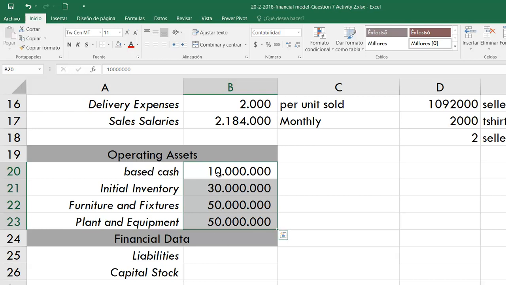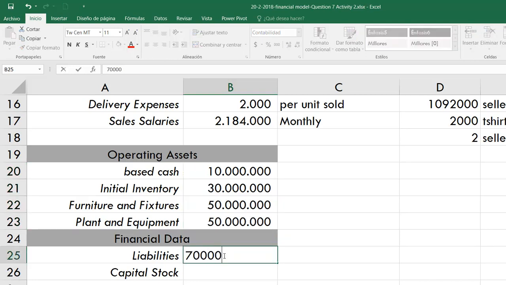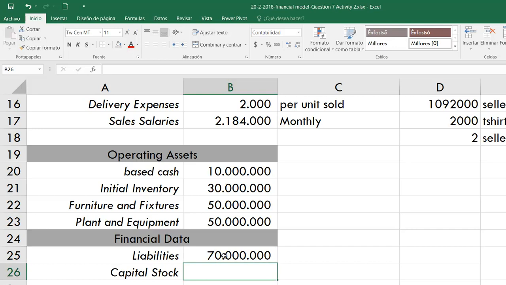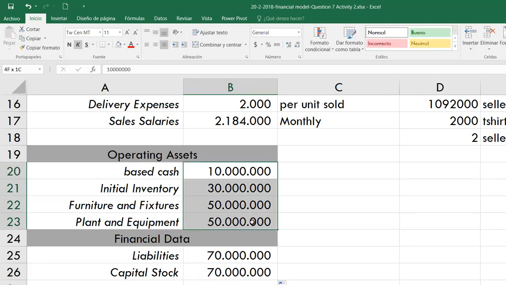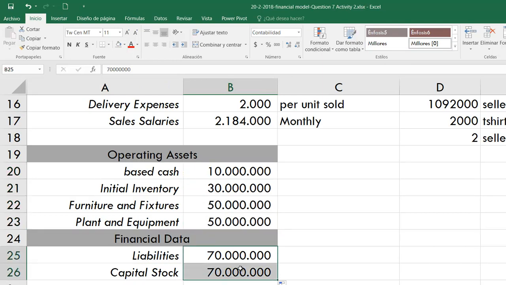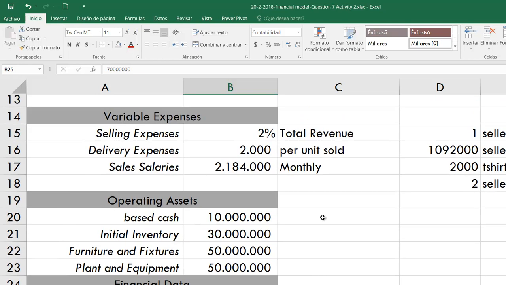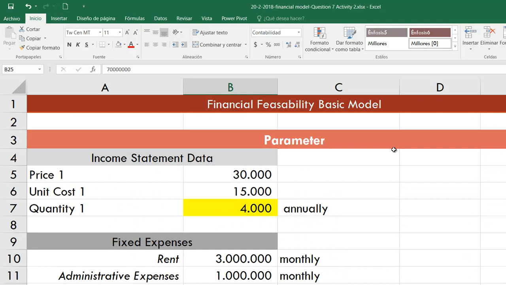So where is this money coming from? Well, I could take a loan of 70 million pesos, and the investors could come up with another 70 million pesos. So all my assets should be financed with liabilities and stock together, which should add up to the same amount of money. So this is what you need to specify in the parameters.